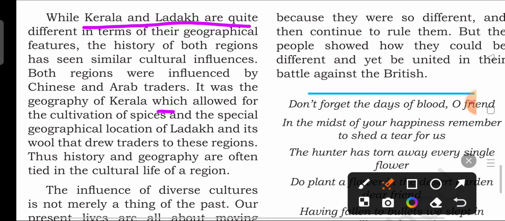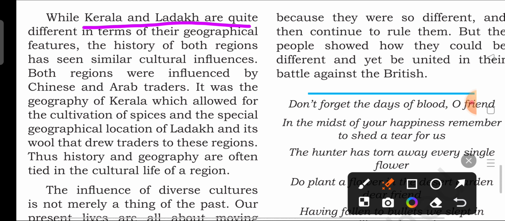It was the geography of Kerala which allowed for the cultivation of spices, and the special geographical location of Ladakh and its wool that drew traders to this region. So it was because of the geographical location and the climatic condition of Kerala, which made it favorable for high quality spices, that traders were attracted, as well as in Ladakh by the high quality wool. So the traders were attracted here in Ladakh because of wool, and in Kerala because of spices. So it was all because of their geographical location and their climatic condition, isn't it?